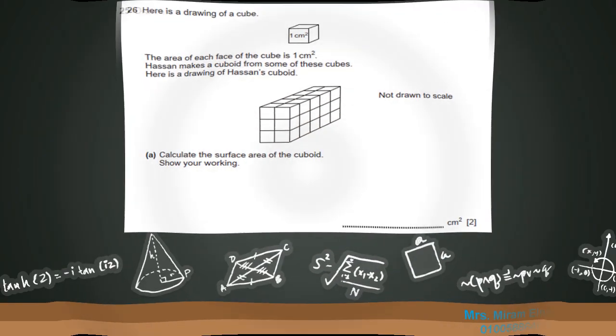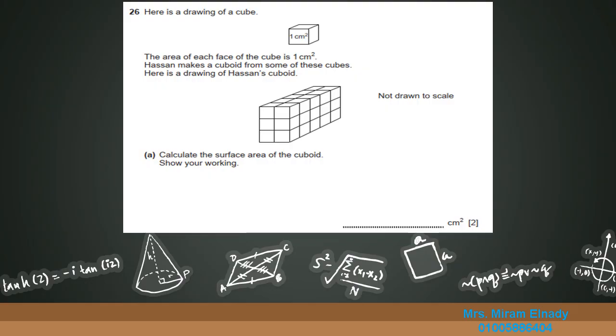Okay. Here's a drawing of a cube. Each cube is 1 centimeter. So this means this is 1, 1, 1. Each cube is 1, and so on. We need to know all the surface area of this cuboid. Each cube is 1 centimeter. They are forming a larger cuboid. We need to know what is the total surface area. So let's count each face.